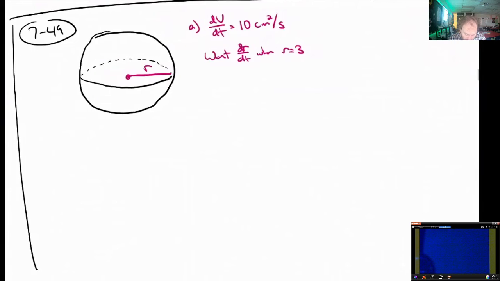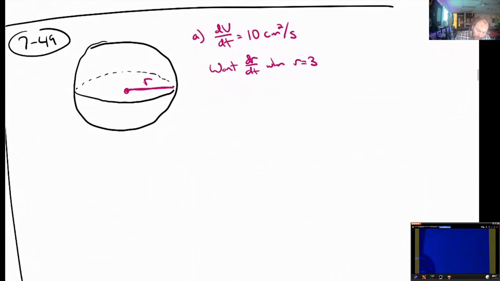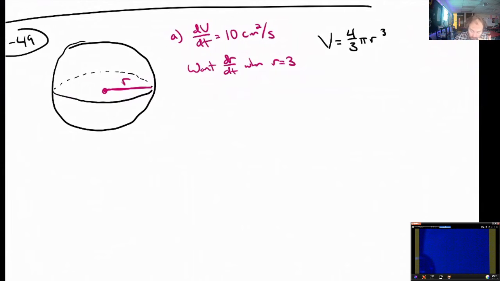So what we need is an equation that's going to relate together the volume and the radius. And the good news is there's a really easy one. The volume of a sphere is 4/3 pi r cubed. That's the original equation, but we are going to require the rate equation. So let's do the derivative. dV/dt equals, check this out, the 3 actually comes down and cancels out the 1/3, and you get 4 pi r squared, dr/dt.